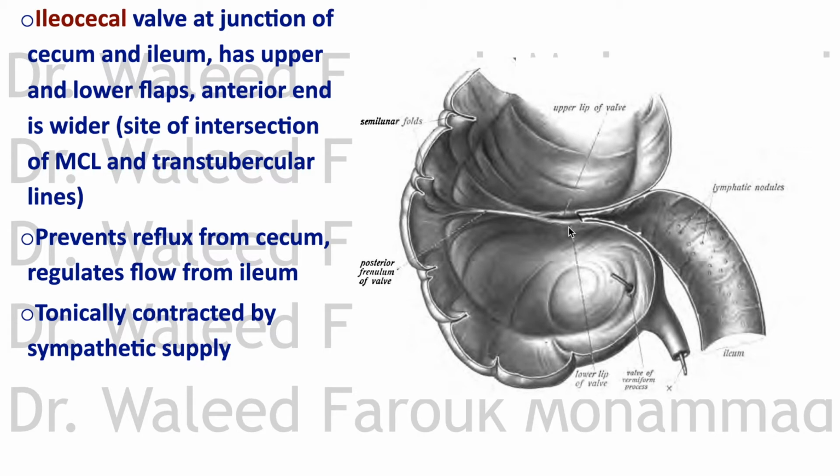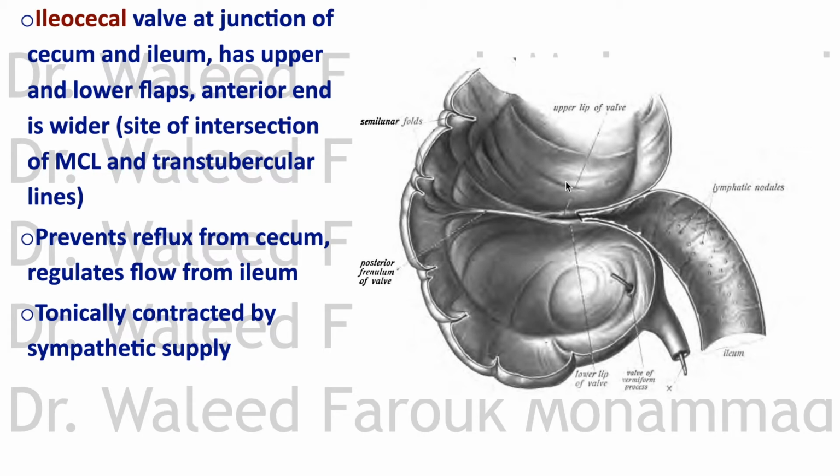It's kept tonically closed by the sympathetic supply, and its major function is to prevent regurgitation of stools or chyme back to the small intestine. So it's tonically closed, only opens when the chyme reaches the ileocecal valve, and it starts to pour into the cecum.